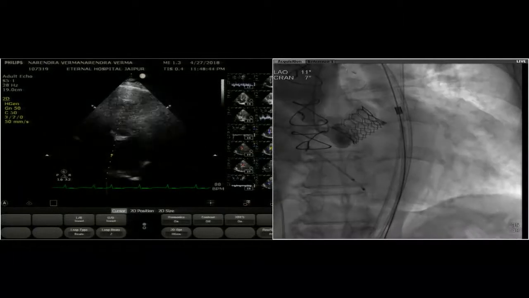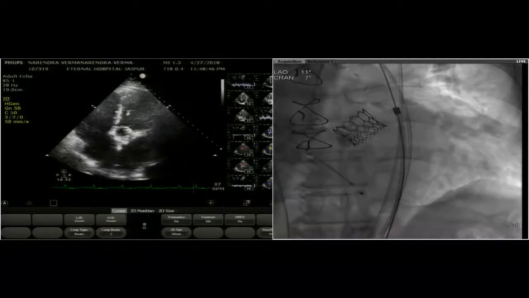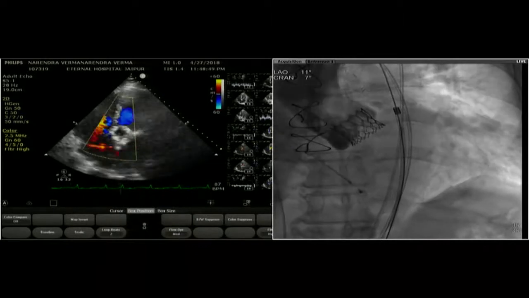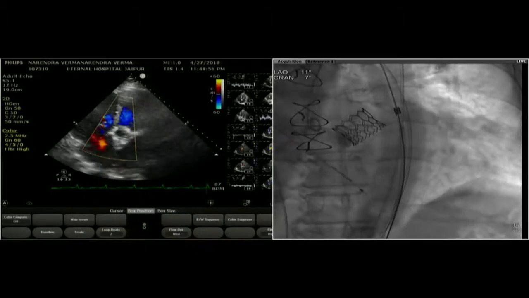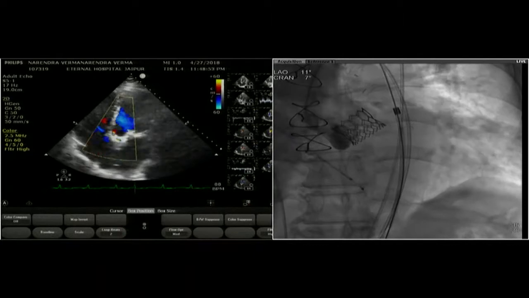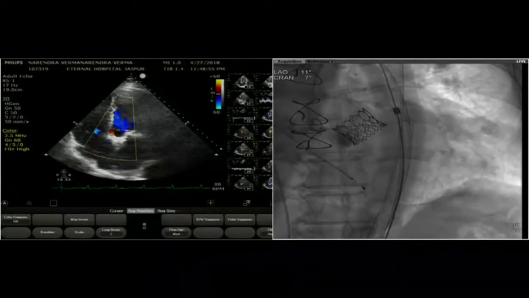Hi, can you hear us? Yes, I can hear you now. What do you think? Okay, this is a final angiogram. We don't see any AR. Yeah, I think the result is good. Yes, hi, Dr. Giza, how are you?